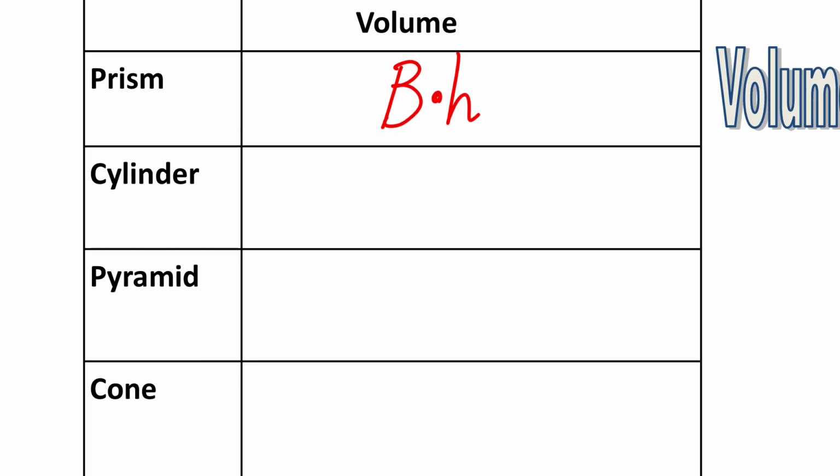Okay, how do we find volume of a cylinder? Okay, so for a cylinder, it's just base times height, B times H, which for a cylinder is always going to be pi r squared times H. Area of the base times height.